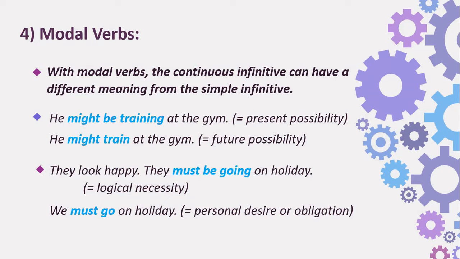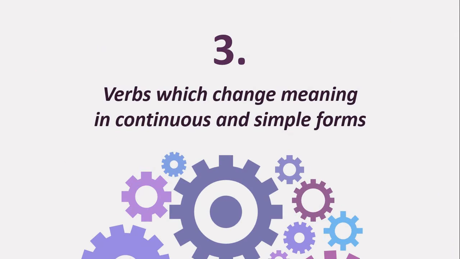He might be training at the gym. This refers to present possibility, whereas "he might train at the gym" refers to future possibility. They look happy. They must be going on holiday. This refers to logical necessity. "Must go on holiday" is personal desire or obligation. So I think it's clear from the examples what I mean to emphasize.